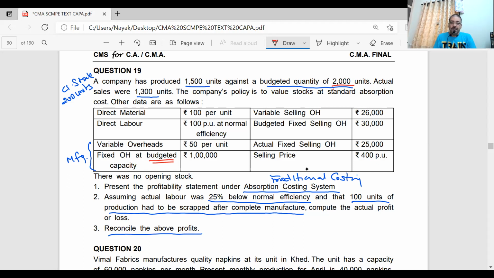The actual figures are something different. So here we are going on the basis of absorption costing. That is why I underline that absorption costing. All the inefficiency, etc., will be calculated in the second part. Then we do the reconciliation. We have done the absorption like this, so we had over-recovery and under-recovery like that. That will come in the reconciliation part.